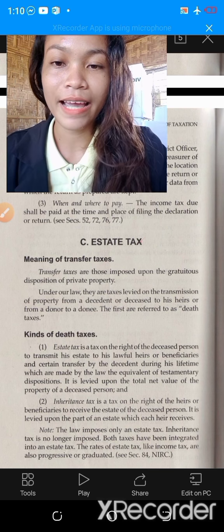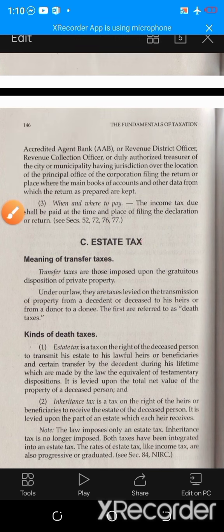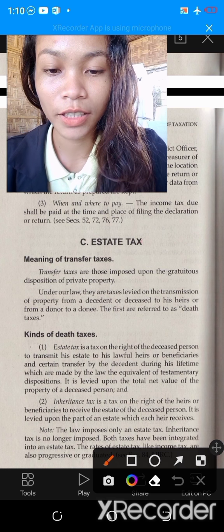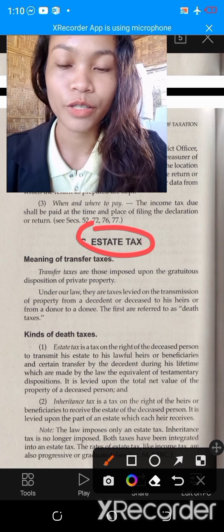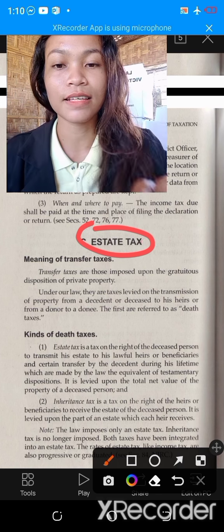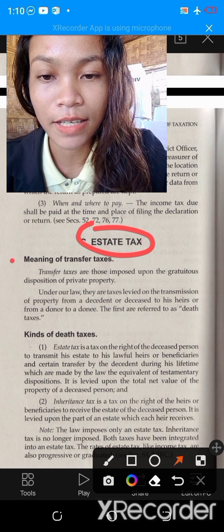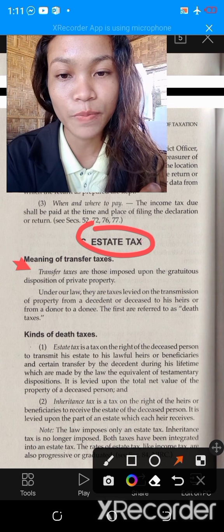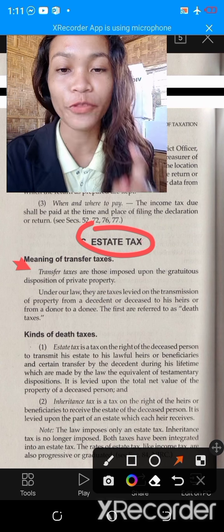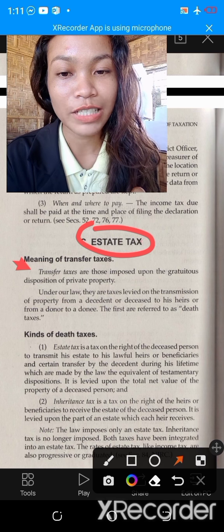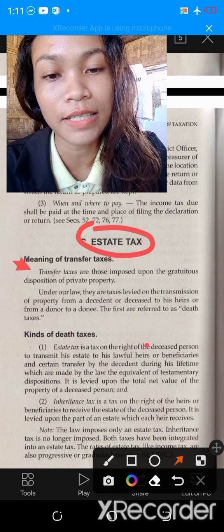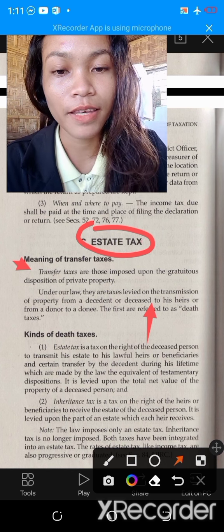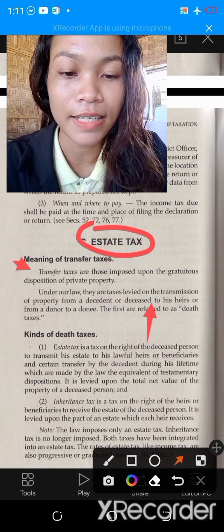So, this is our assigned topic. This is what we call estate tax. The meaning of transfer taxes: what do you mean by transfer taxes? Transfer taxes are those imposed upon the gratuitous disposition of private property. Under our law, they are taxes levied on the transmission of property from a decedent or deceased to his heirs or from a donor to a donee. The first are referred to as death taxes.